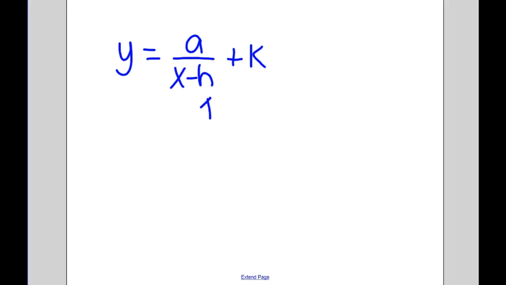Okay, we're going to move to page 434, and this is showing what these rational equations look like when we have transformations involved. We'll recognize the h and the k hopefully, meaning this is going to be our horizontal translation.